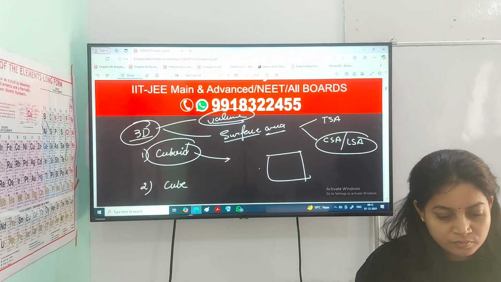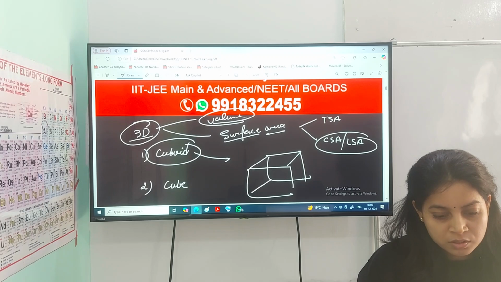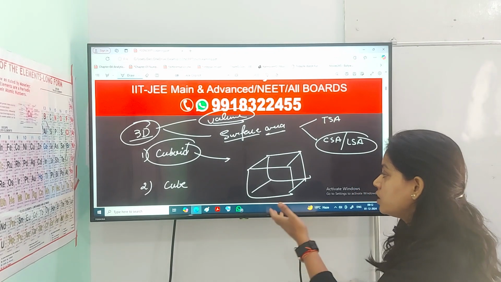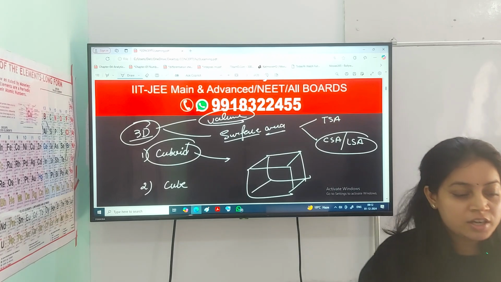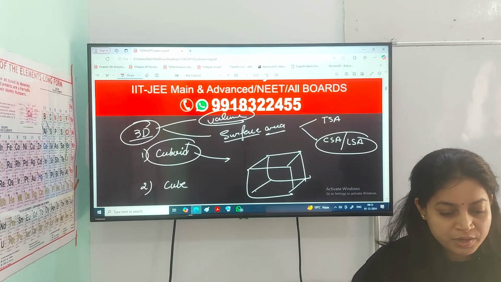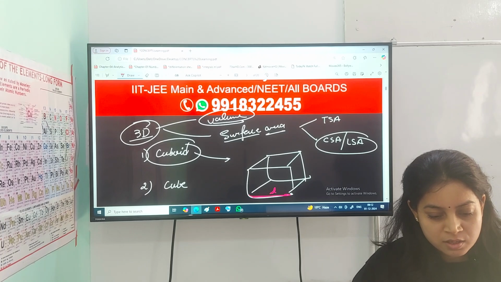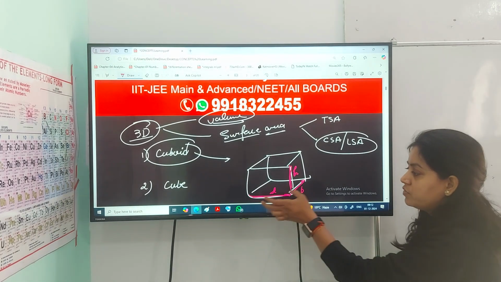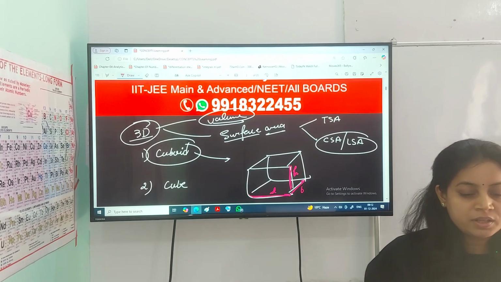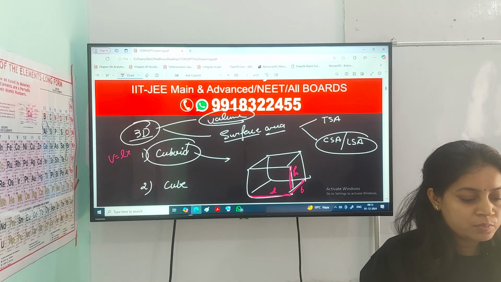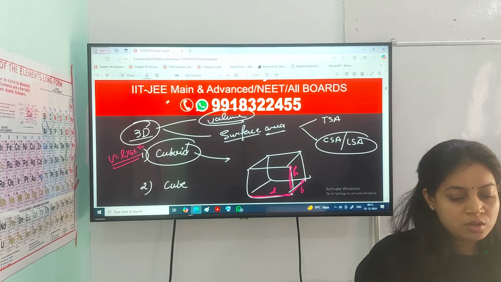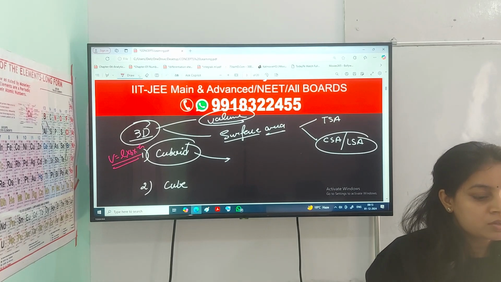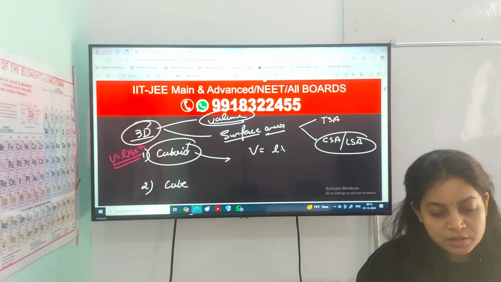Cuboid we all know. This is the cuboid, and simply I can say the room in which you are watching the video is also a cuboid. It has 3 dimensions. 3 dimensions means it will have length, breadth, and height. If I take this as length, this as breadth, then definitely this side is the height. So simply the volume of the cuboid is length into breadth into height, L into B into H.